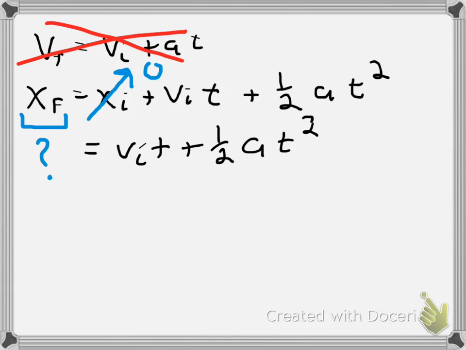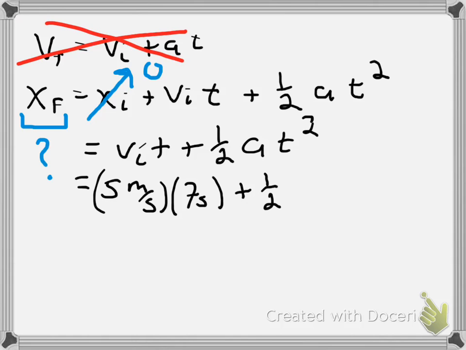So now I can come under here and say that my initial velocity, 5 meters per second, times 7 seconds, plus 1/2, and this is 2 meters per second squared, times 7 seconds.